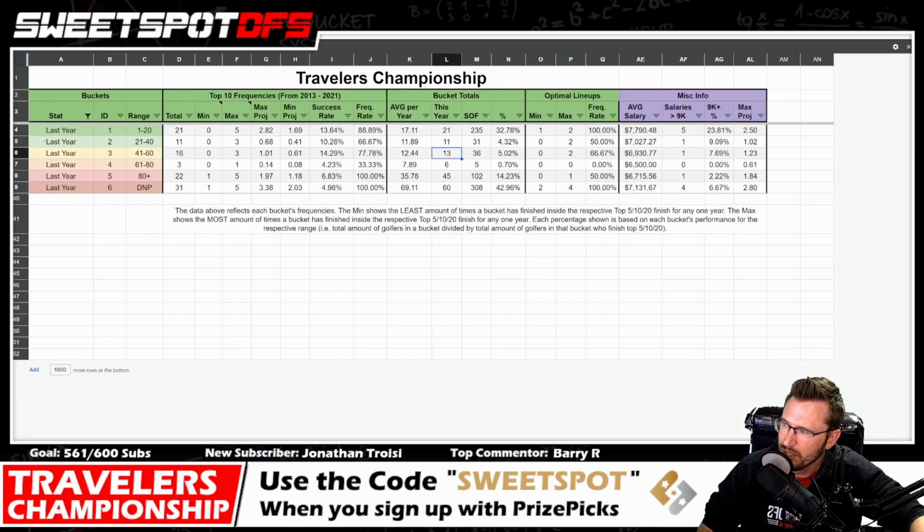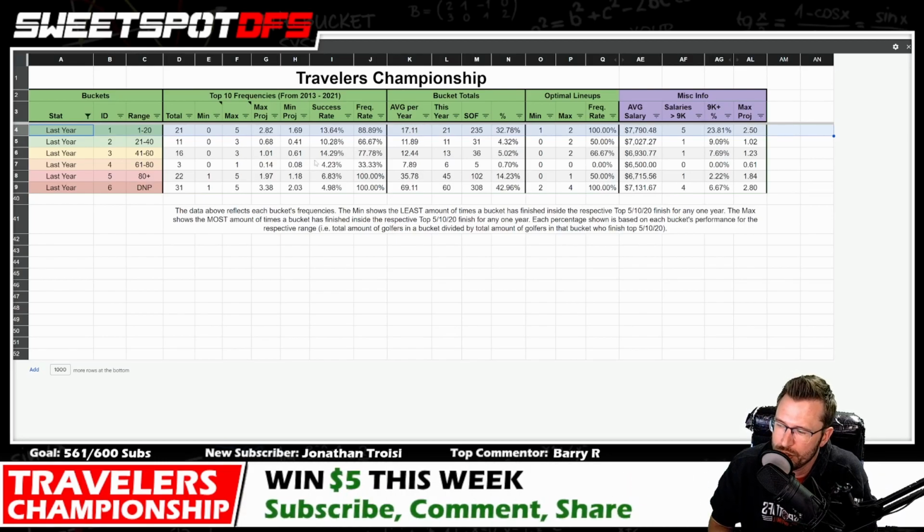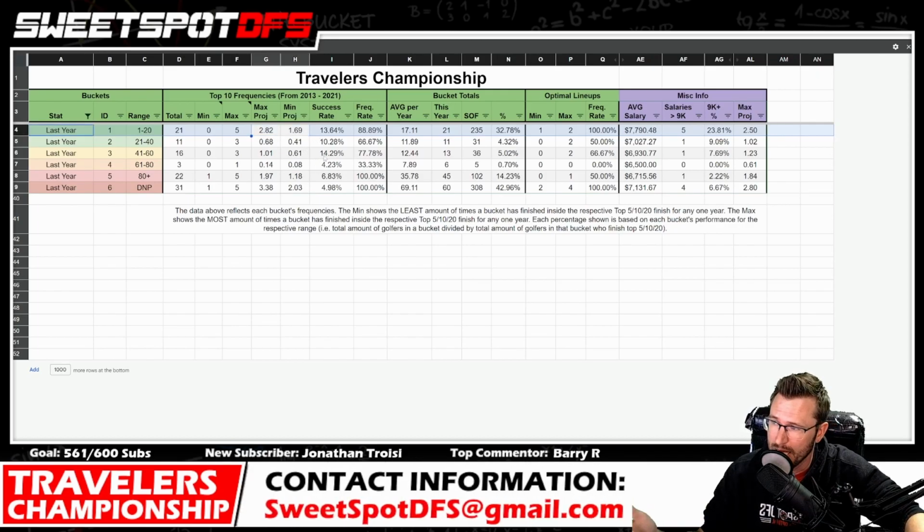So the first bucket is the last year bucket. These are golfers who played in the 2022 Travelers Championship. Again, this is the 2023 Travelers Championship. So in 2022, of golfers who finished inside the top 20, how many are we projecting to be inside the top 10 this week? 1 to 3. And that's primarily because, well, first of all, we have 21 golfers in that bucket this week, where we normally see 17. Decent success rate, 13.64%.